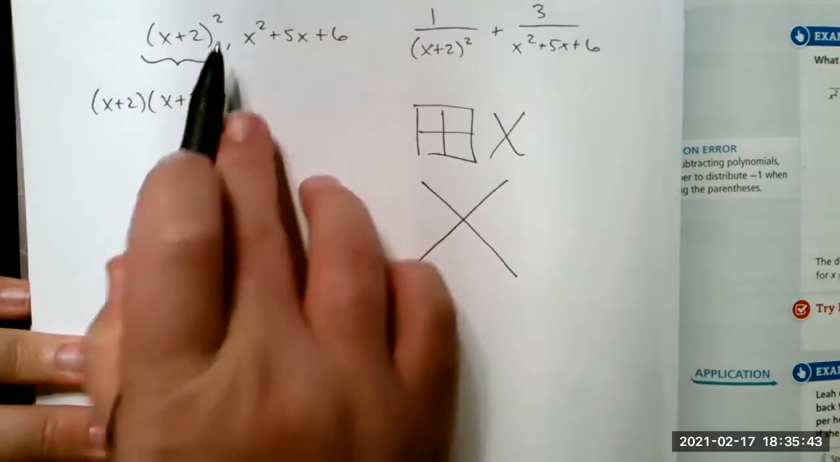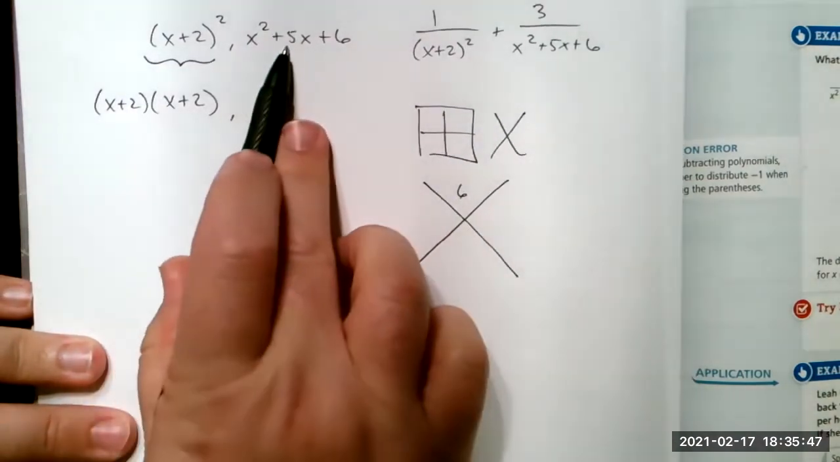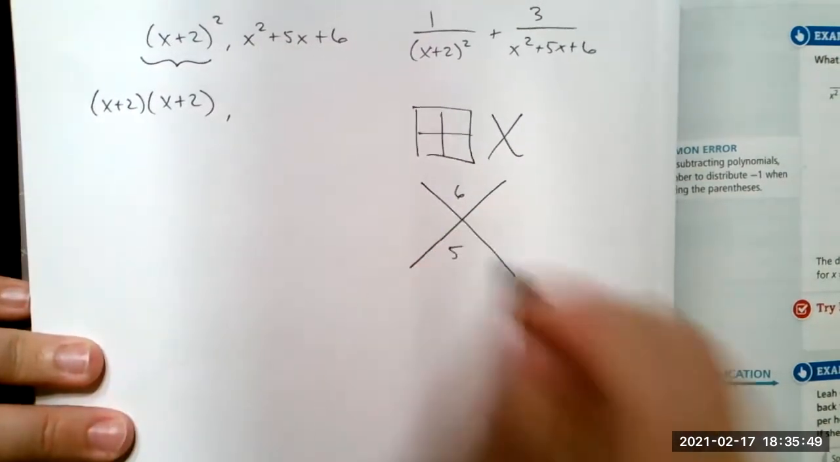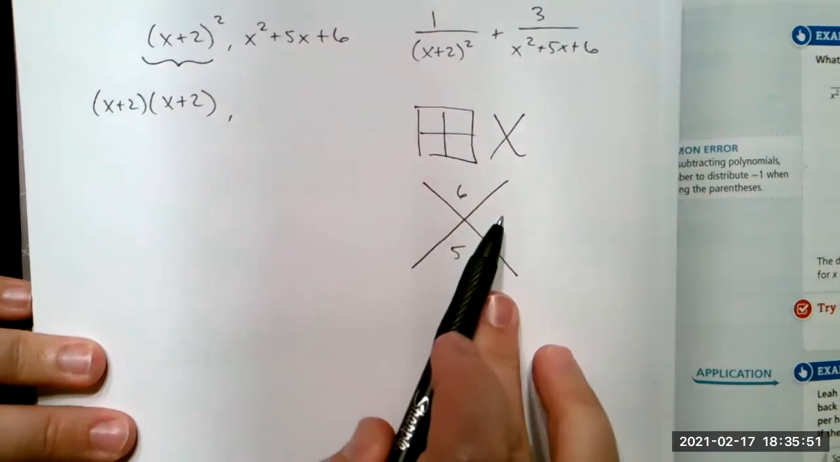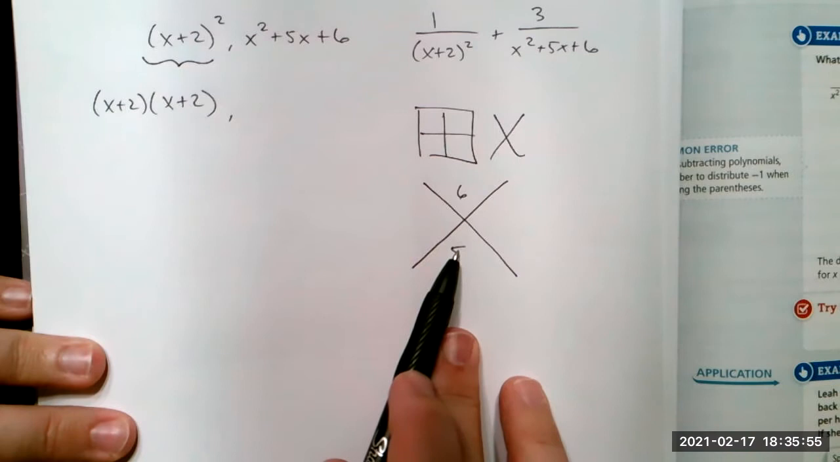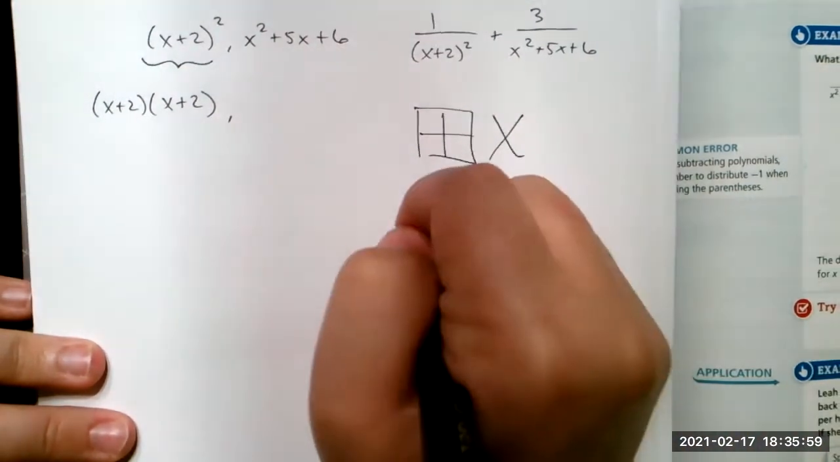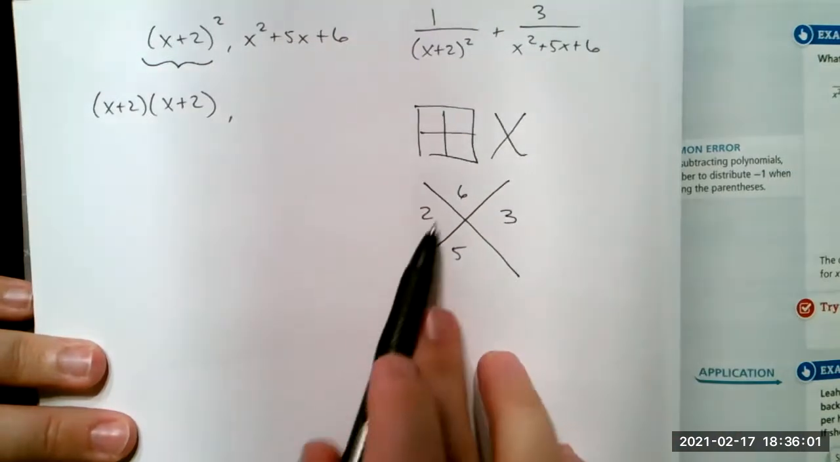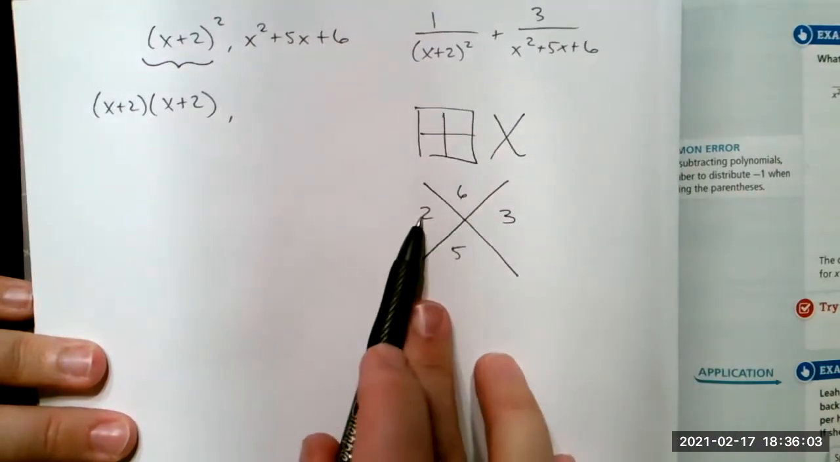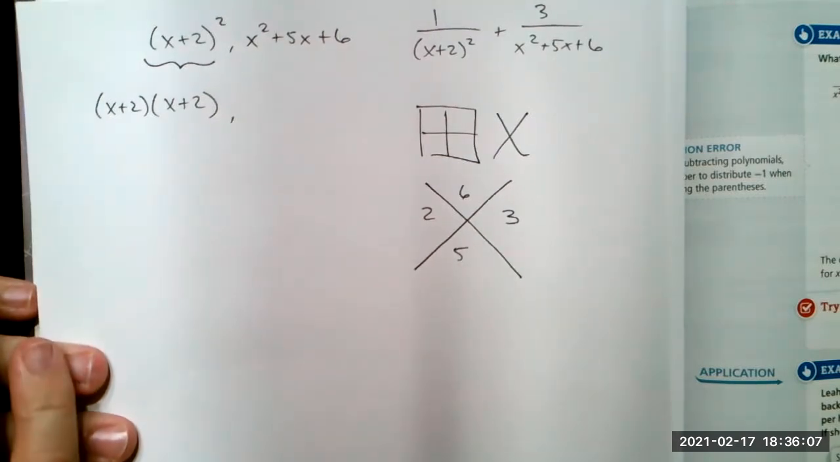So up top, a times c, 1 times 6, is 6. Down below, b is 5. I need two numbers that multiply to ac, and the same two numbers have to add to 5. So I think in this case, it's going to be 2 and 3. 2 times 3 is 6. 2 plus 3 is 5. So I think those are my two numbers here.